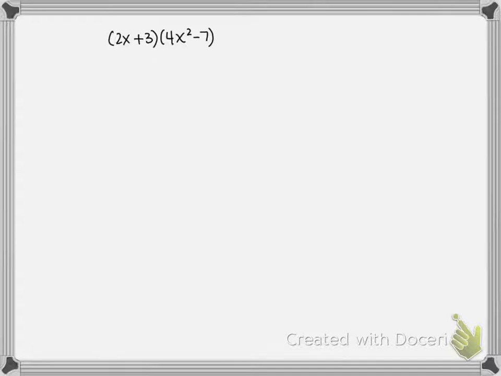So let's start with the horizontal method. And we are going to do our distribution, and we're going to do it in an orderly fashion, okay? So let's go ahead and rewrite the two problems next to each other. Okay, and then what I'm going to do is I'm going to multiply everything in the second polynomial by the first monomial in the first polynomial. Oops, that's a lot of words. So I'm going to multiply 2x by the 4x squared.